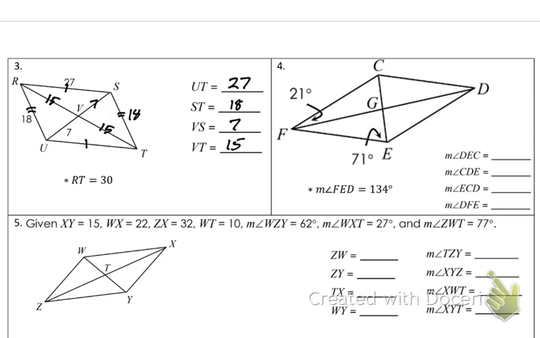Yeah, Flynn. Wait, so why is the VT, why is it 15? Because R to T is 30. Oh, it says that there? Yeah, it says it right here. So RT is 30. So that means we can split in half because we know they're both equal.